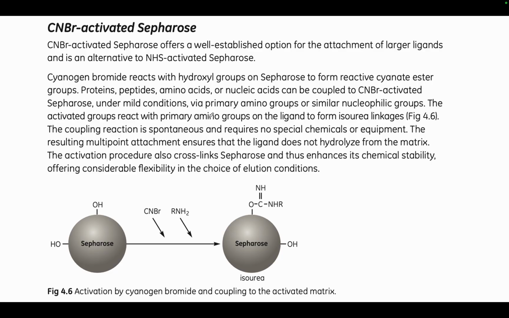Similarly, since we discussed NHS, another way we can use it is using cyanogen bromide. When we add it to Sepharose, it will react with the Sepharose and form an ester. Once we have activated the Sepharose, we can then add any primary amine, anything with a primary amino group, and that will react with this ester group to form a spontaneous bond. So this coupling occurs spontaneously.